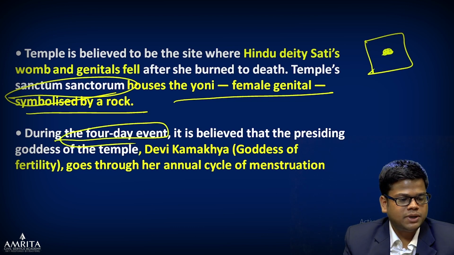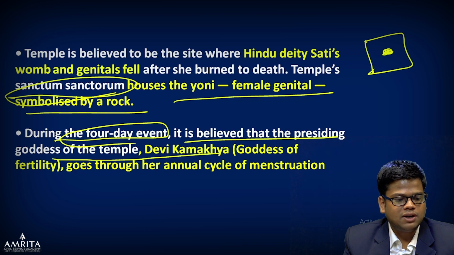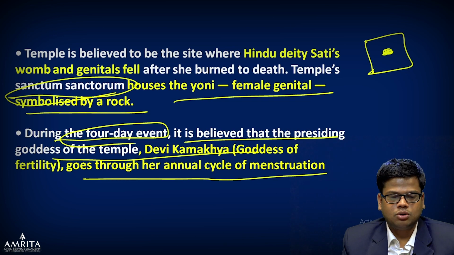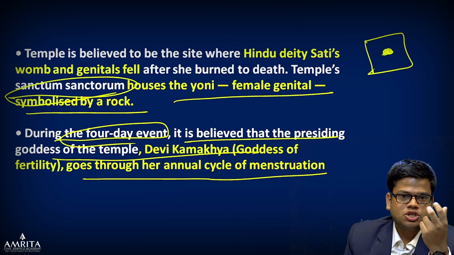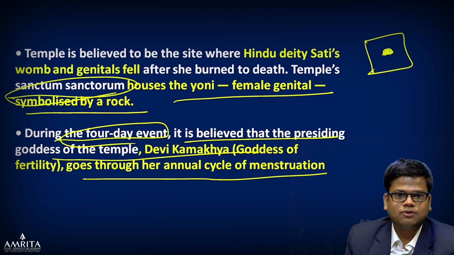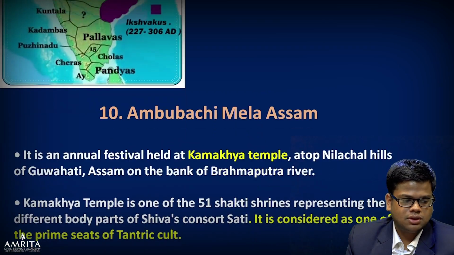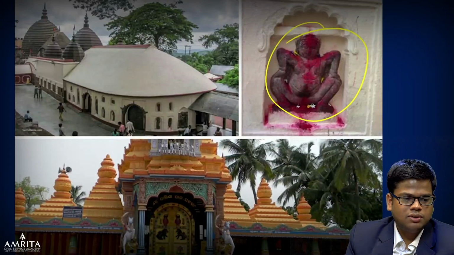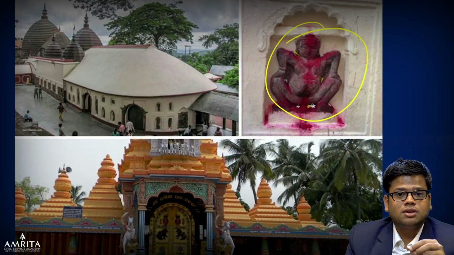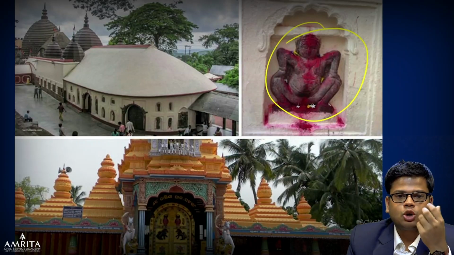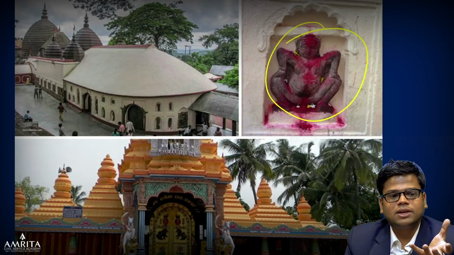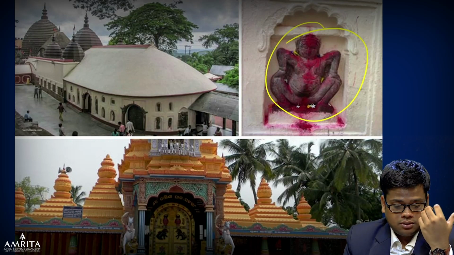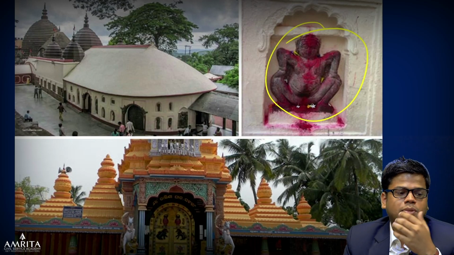During the 4-day event, it is believed that the presiding goddess of the temple, Devi Kamakhya, goes through her annual cycle of menstruation. Okay, the menstrual cycle. So she goes through the menstrual cycle, and the blood can be seen from her genital parts. This was the belief. So you can see the picture here. Okay, and the people also take the offerings, the prasada, in a red cloth. It is believed that the red color is taken from the blood of the goddess itself. It is considered very lucky and very pious by the people.